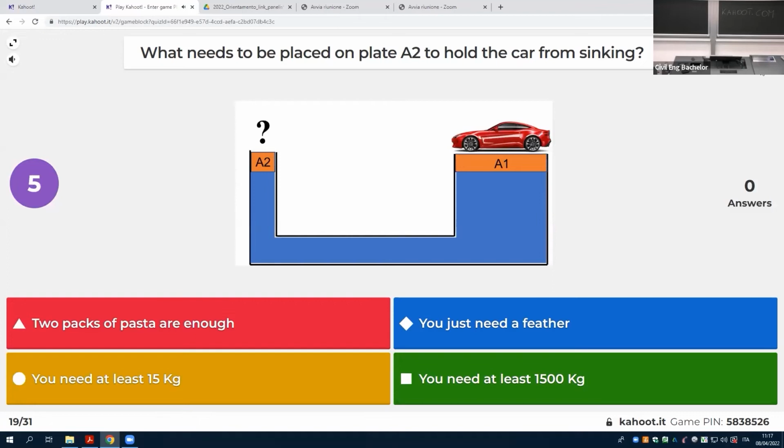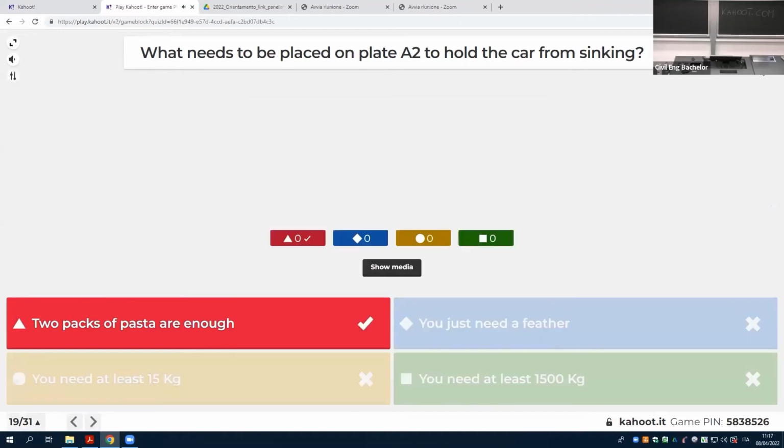The weight of 2 packs of pasta, 1 kilogram. You just need a feather. Not enough time. You need at least 15 kilograms. You need at least 1,500 kilograms. Well, the correct answer, the timing was very fast, is 1 kilogram. So you just need to push for 1 kilogram to lift the car.